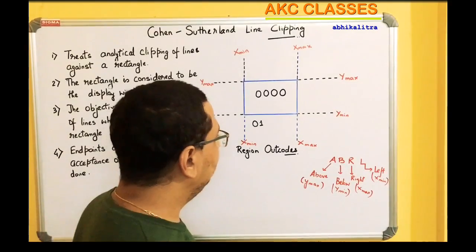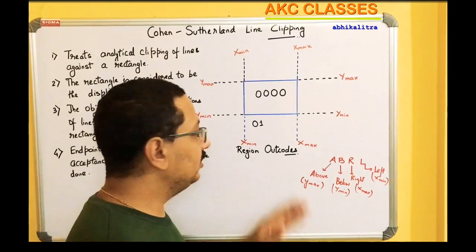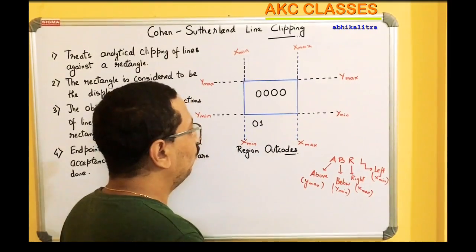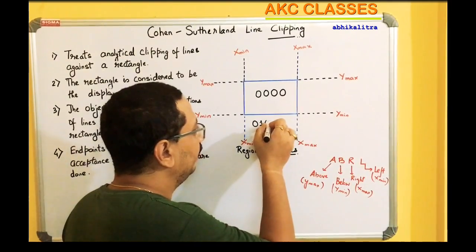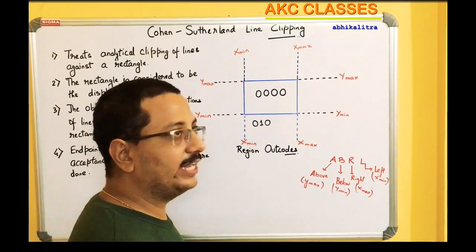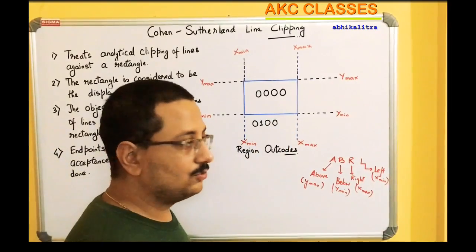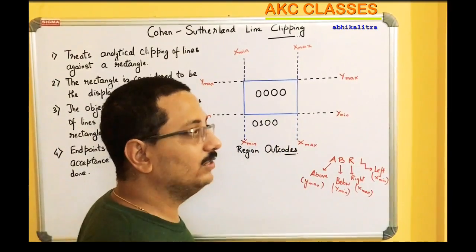Now next, whether this particular section is to the right of x max or not. It is not to the right of x max, so we put a 0 over here, right? And now we check whether this particular section is to the left of x min or not. No, it is not. So we put a 0 over here, right? Now we solve for this one.